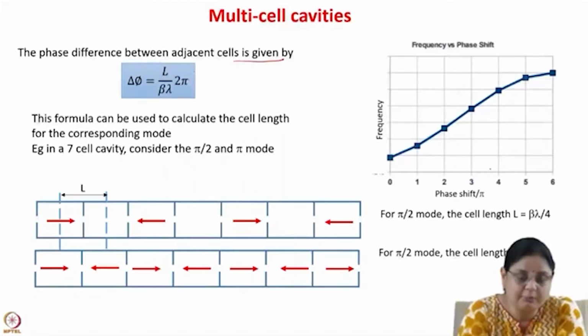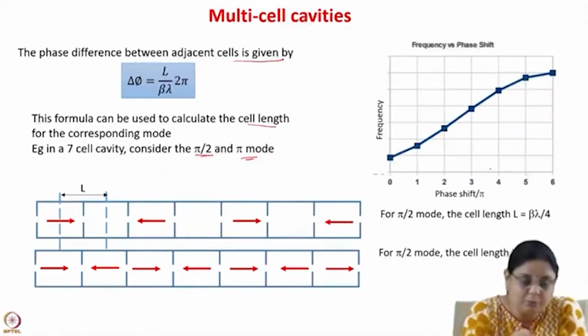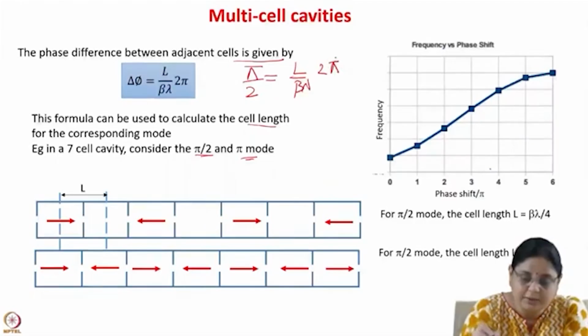This formula can be used to calculate the cell length for different phase differences. For example, in a 7-cell cavity, let us consider the pi by 2 mode and the pi mode. In a 7-cell cavity, any of the modes will split into 7 modes. So let's consider the pi by 2 mode. For the pi by 2 mode, we can substitute delta phi is equal to pi by 2. So pi by 2 is equal to L by beta lambda into 2 pi. You can cancel out pi, so L is equal to beta lambda by 4.